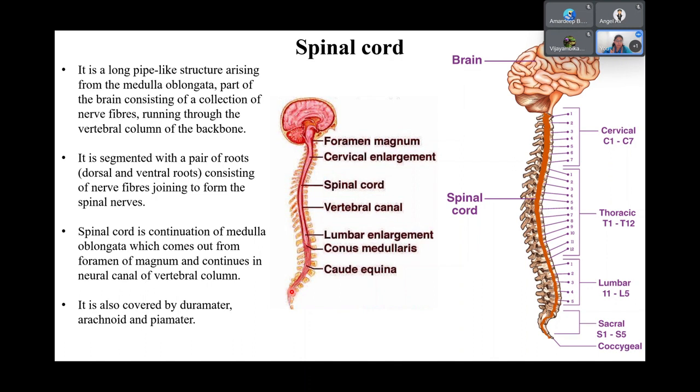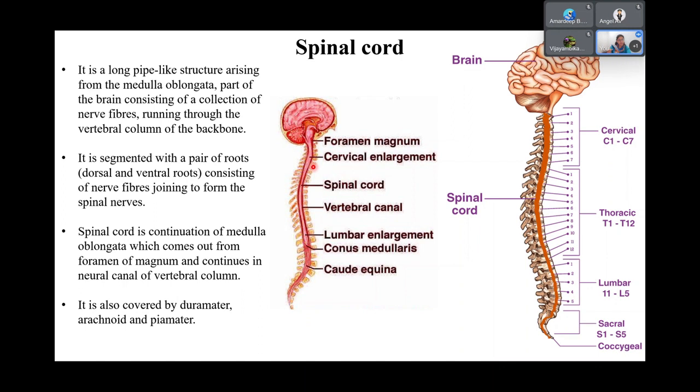And talking about nerve fibers, they are segmented with a pair of roots, the dorsal and the ventral. Dorsal means the upper part, or the back side, and ventral is the lower part, the belly side. They have roots at both these sides, and these join to form the spinal nerve. So in the brain, the nerves are called cranial nerves, and in the spinal cord, they are called spinal nerves. When it continues from the medulla oblongata, it comes out through the foramen magnum. So this foramen magnum is where it continues into the spinal cord. And this too is supported by the dura mater, arachnoid, and pia mater, just like it was for the brain.